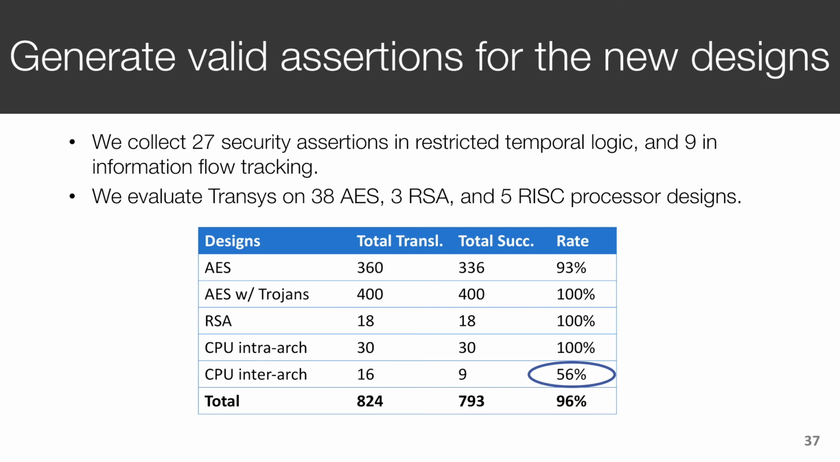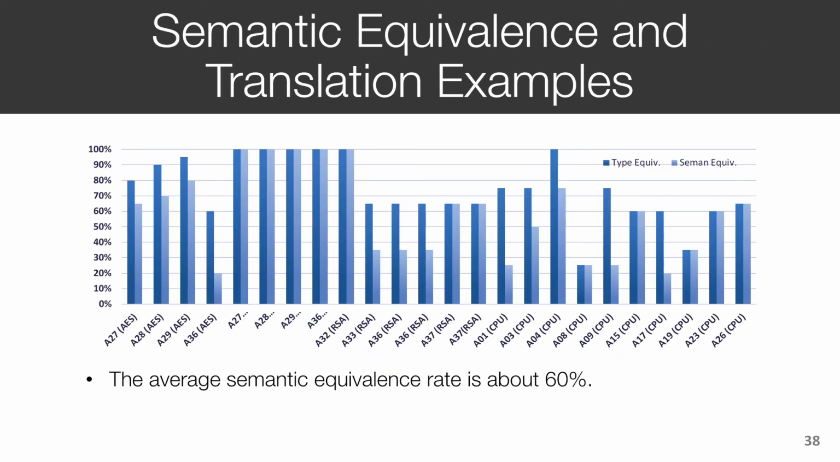And we also try to translate security assertions from the OpenRISC processors to RISC-V processors, and the success rate is 56%, although it is not very high here. But this is cool, because we show that it is possible to translate between different architectures. The average semantic equivalence rate here is about 60%. The semantic equivalence here means the translated property is stating the same thing as the original property.